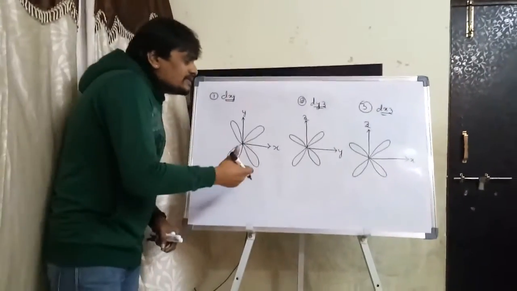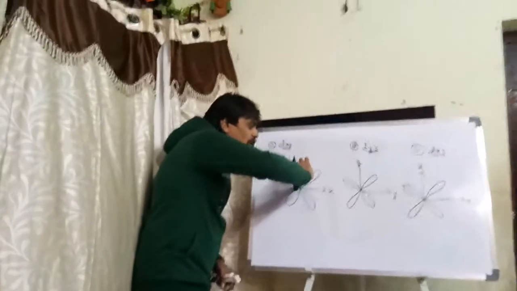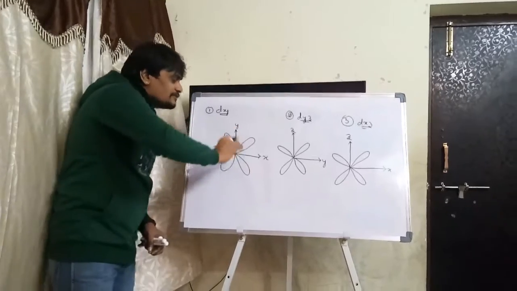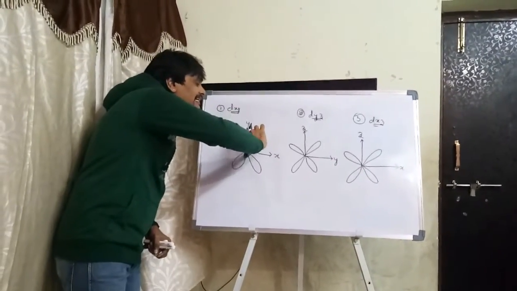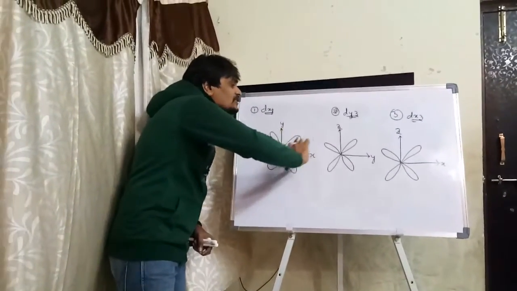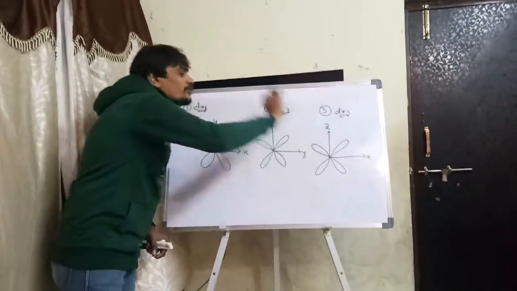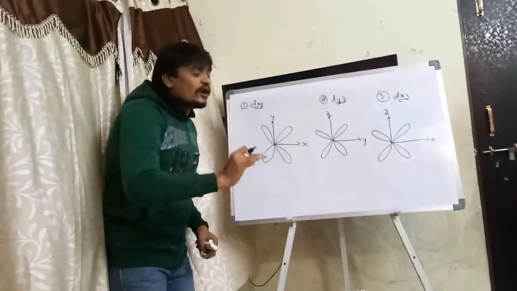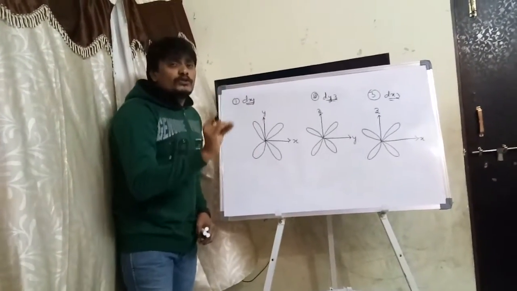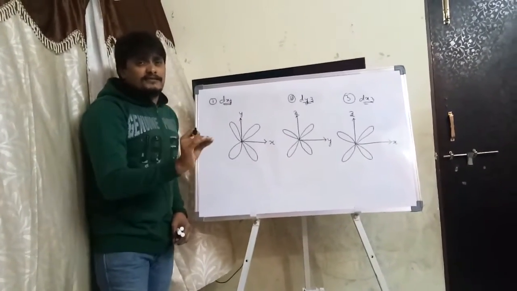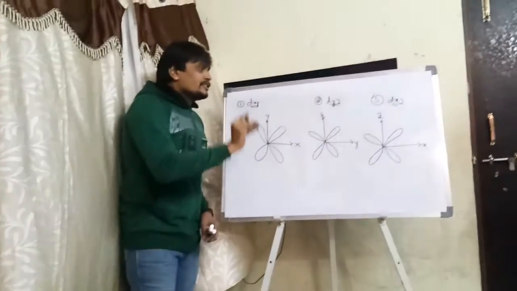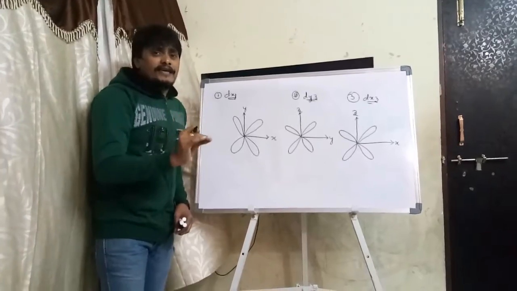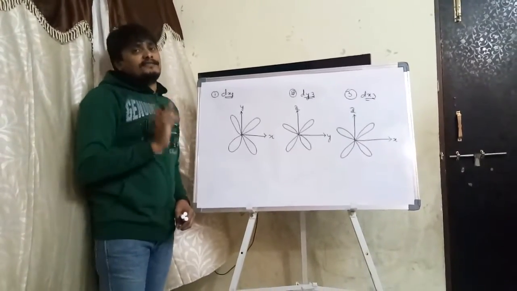Now what do you mean by this? That is, the lobes are placed in between the axis means the electrons are sitting in between the axis in the case of this set of d orbitals. Electrons sitting means what? The concentration of electrons in the case of dxy, dyz and dxz is high in between the axis.